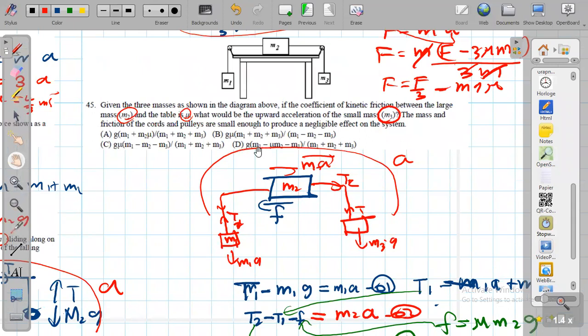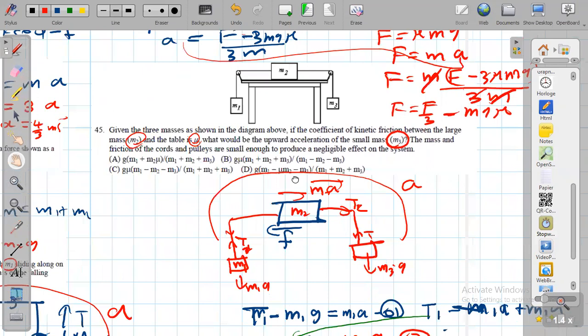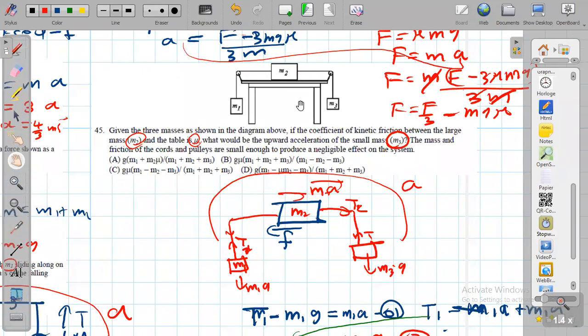Your answer is B. The answer is B, right? It's a very long process, but you have to apply the forces to each, and this is too long for an MCQ, but it includes all the details that you need.